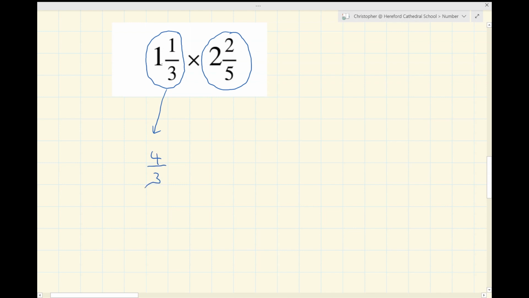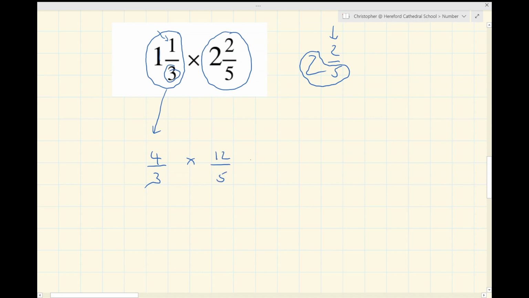You can do that in all sorts of ways, but you might like to go 1 times 3 plus the 1. So that's 4/3. Now 2 2/5. If I'm turning that into top heavy, I'll do 2 times the 5 is 10 plus the 2. So 2 2/5 is 12/5 altogether.